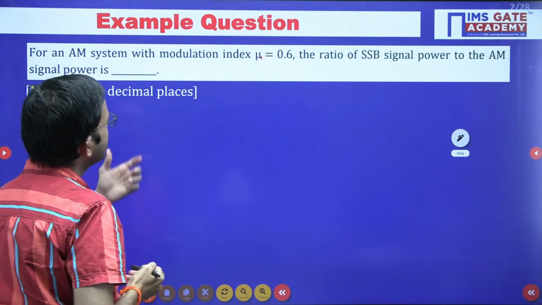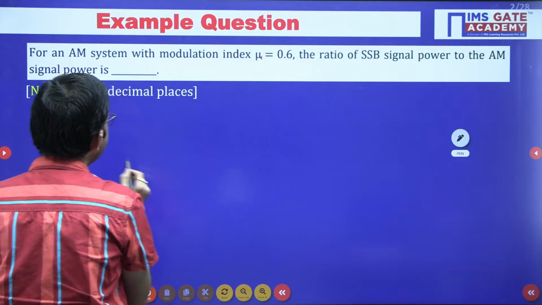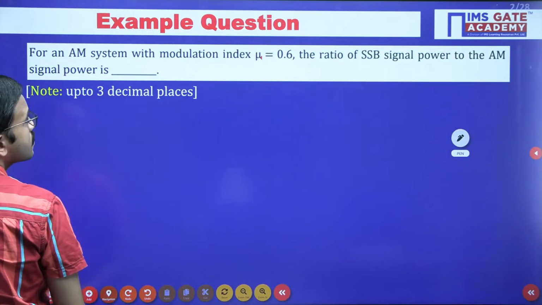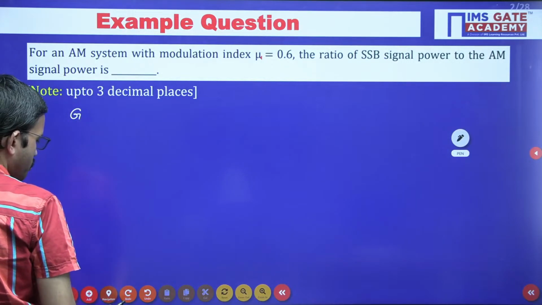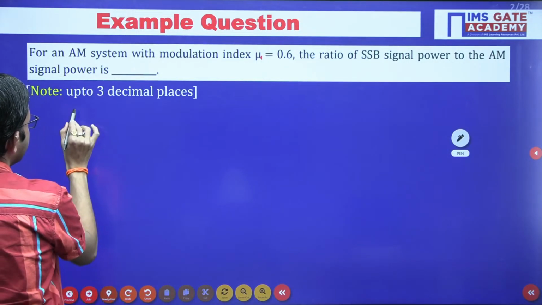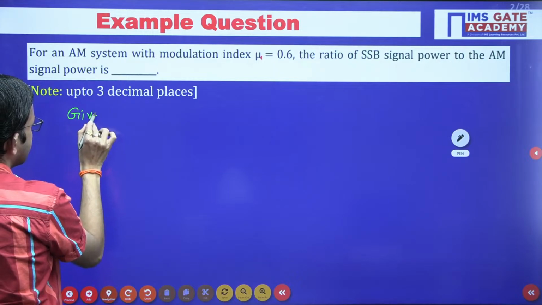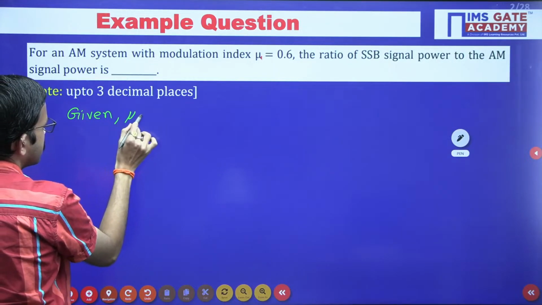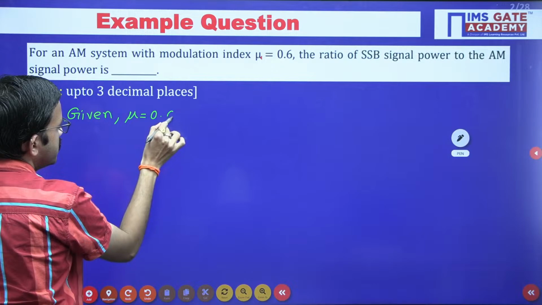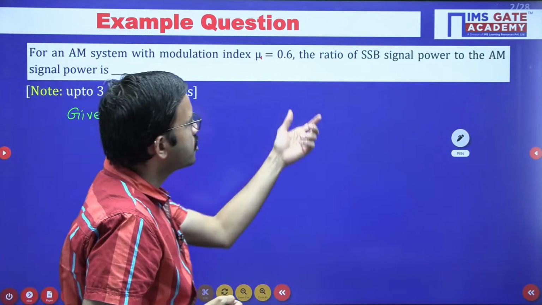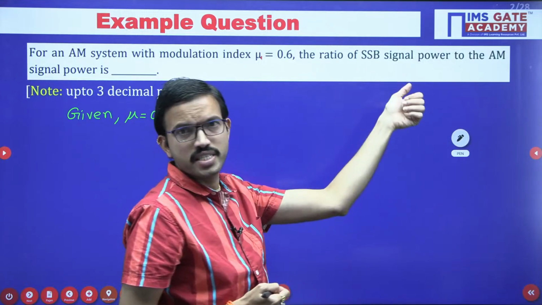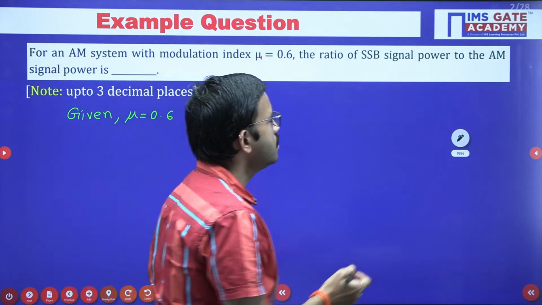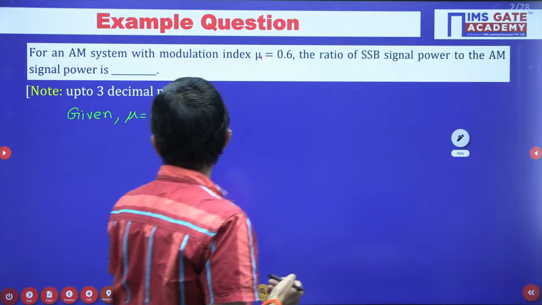Here you are having the AM system. They have given the modulation index equal to 0.6. Here you have to calculate the ratio of single sideband signal power, so that means SSB-SC, single sideband suppressed carrier power, to the AM signal power, right?